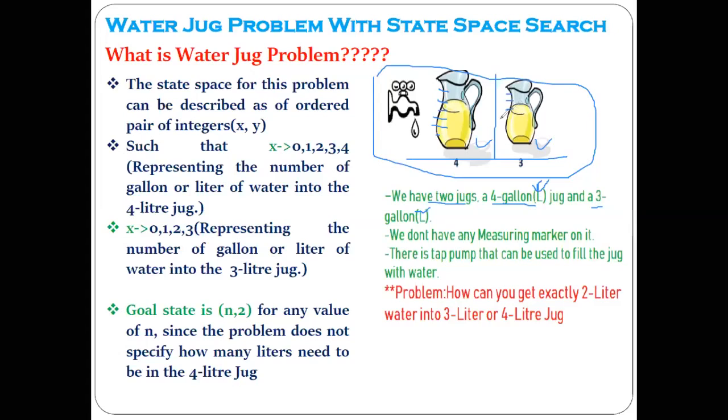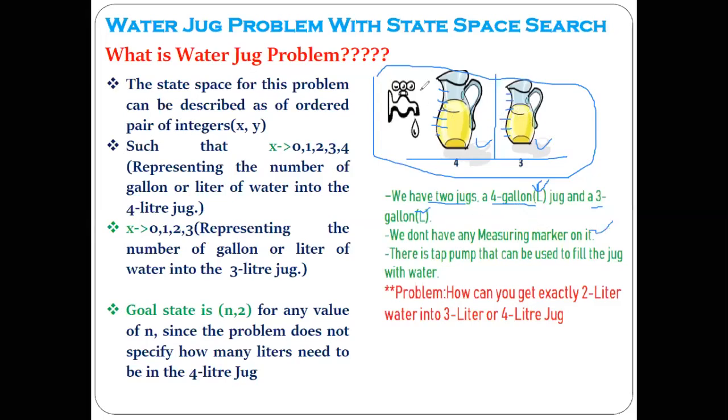What do you mean by measuring marks? The marks show how many liters there are. If you have seen a measuring jug, it has measurements like 1 liter, 2 liters. But the thing here is that there are no marks on the jugs. That is the first thing you should keep in mind.